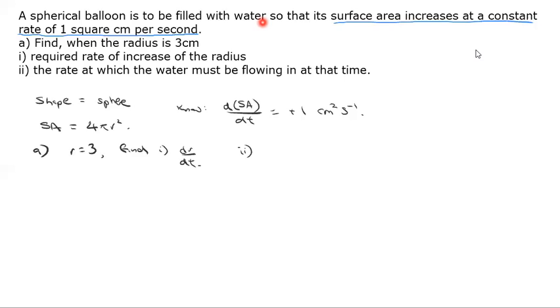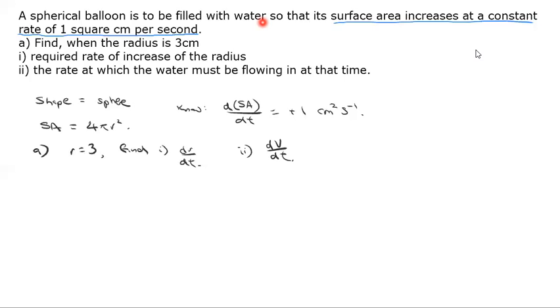Now, instead of finding the required radius, it says the rate at which the water must be flowing in at that time. Think, if the water is flowing into the balloon, what is the water doing to the balloon? What is changing about the balloon? Is the surface area increasing? Well, the surface area is increasing, but is that what the water directly affects? The volume. Yeah. So the required rate that water must be flowing, they're asking you to find dV dt. Exactly.